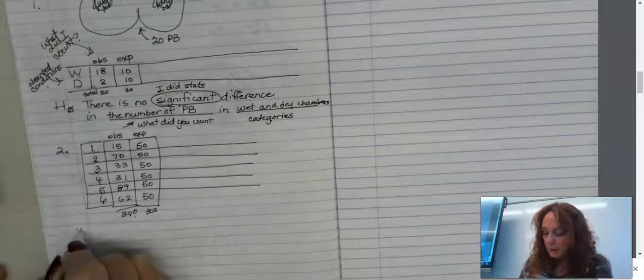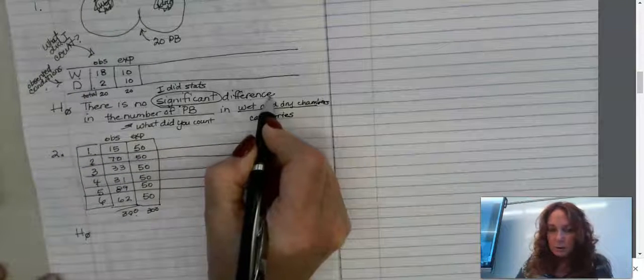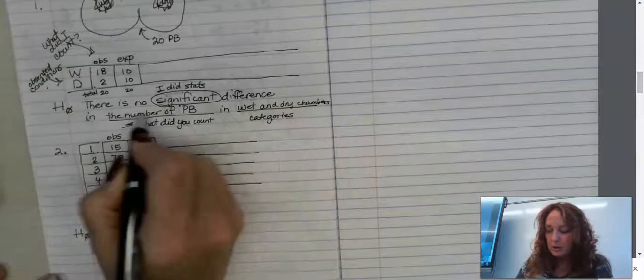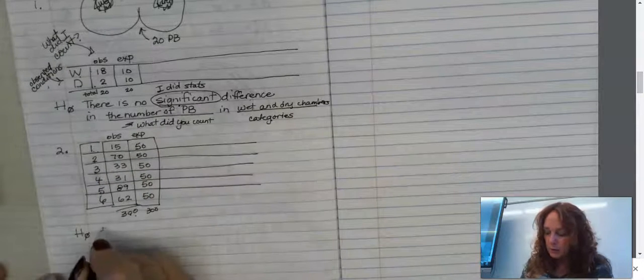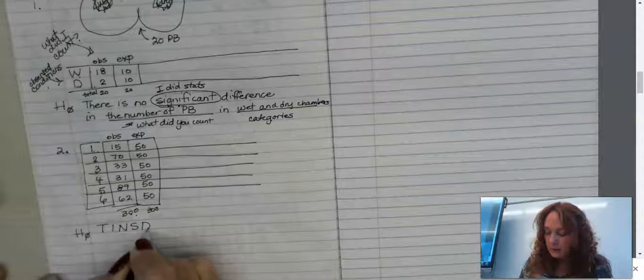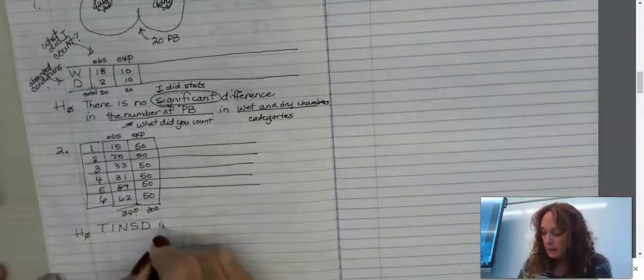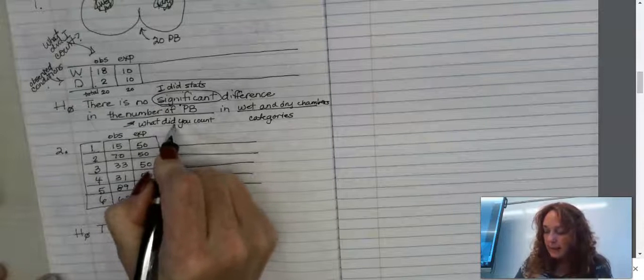So let's write the null again. So instead of writing this part, that gets old. It never changes. There is no significant difference. So we put there is no significant difference. And you can do that anytime you're doing something for me, but on the real test, write it out. What did I count?